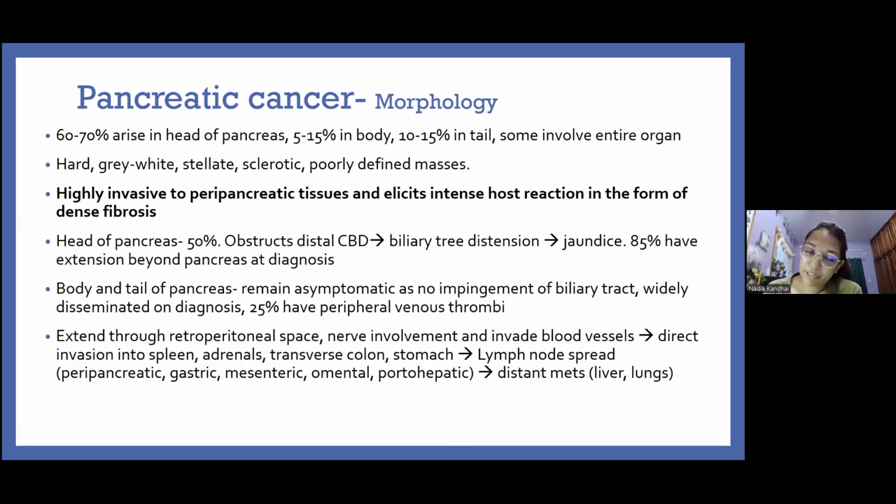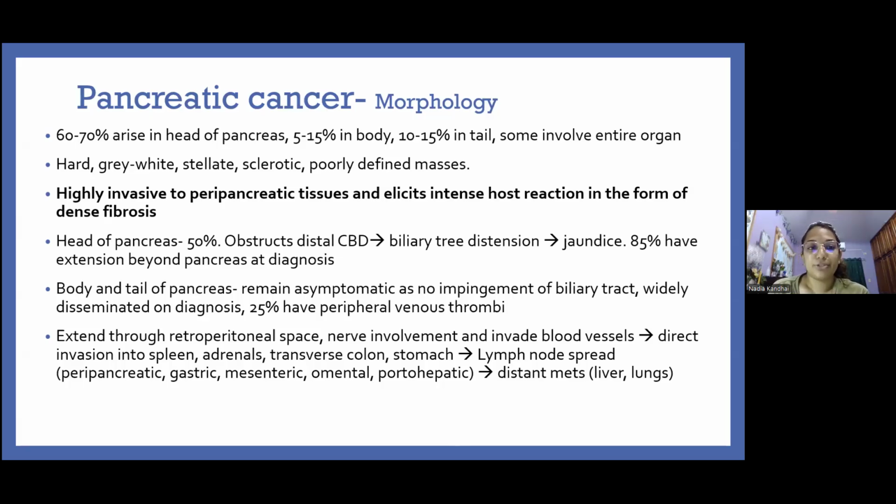In the head of the pancreas, which is about 50% of cases, it obstructs the distal CBD, which then causes biliary tree distension and leads to jaundice. In these cases, 85% have extension beyond the pancreas at the initial diagnosis. Tumors in the body and tail of the pancreas remain asymptomatic as there is no impingement of the biliary tract, but they are also widely disseminated on diagnosis, with 25% having peripheral venous thrombi.